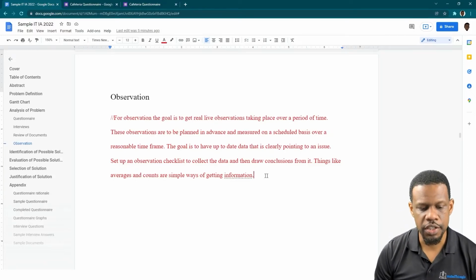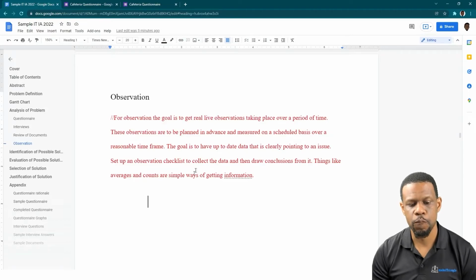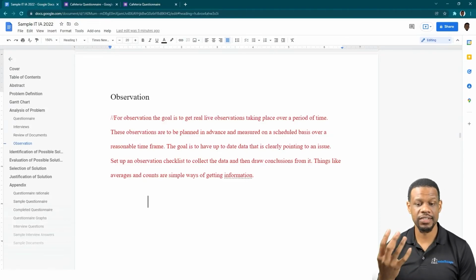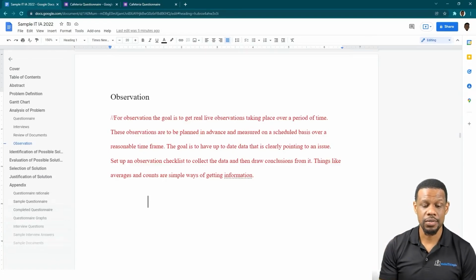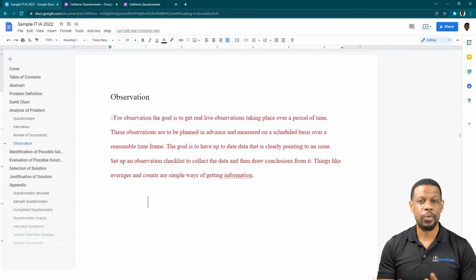When you do an observation, you want to get real life observations of things taking place over a period of time. It should be planned in advance and measured over a reasonable time frame. You don't want to spend a whole month observing; you probably want to spend 2 weeks max doing the observations. And the goal is to have data that clearly points to the issue.